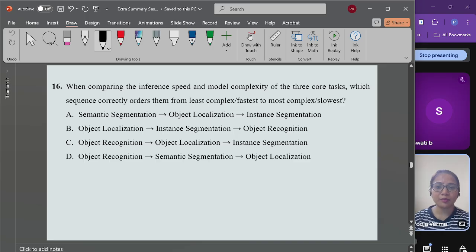So when comparing based on the inference speed and model complexity of these three tasks, which sequence correctly orders them from the least complex, or you can say fastest, to the most complex or slowest? That means fastest to slowest.